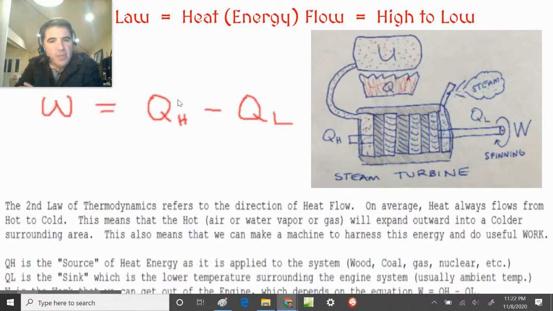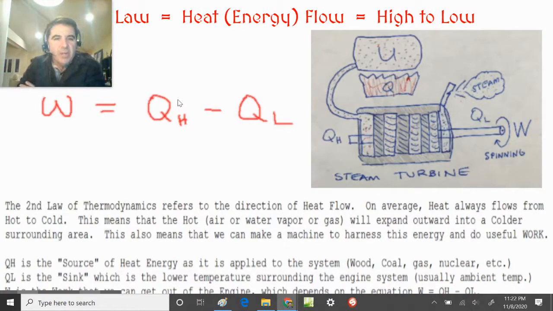This also means that we can make a machine to harness this energy and do useful work. QH is the source of heat energy as is applied to the system. It could be wood, coal, gas, nuclear, anything that applies heat. QL is the sink, which is the low temperature end that is surrounding the engine. It usually is ambient temperature, which means it's just going out into the room or out into space.